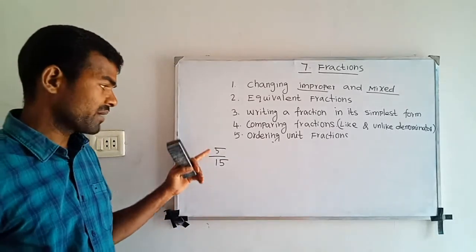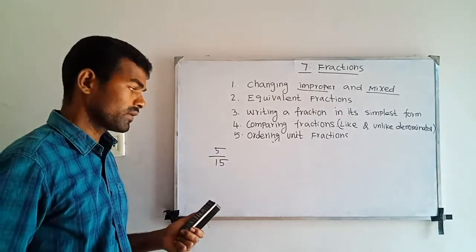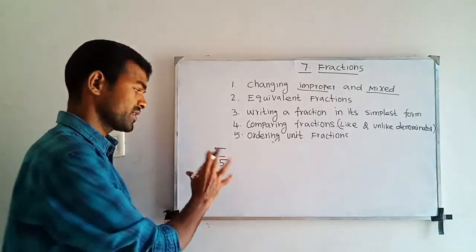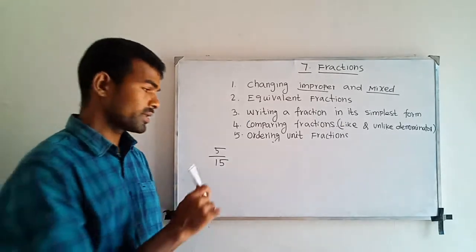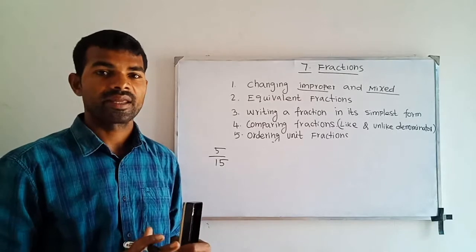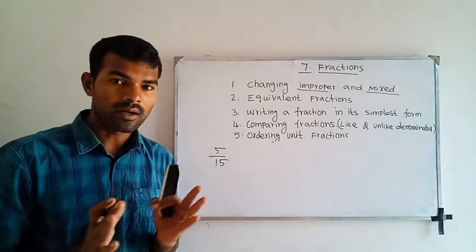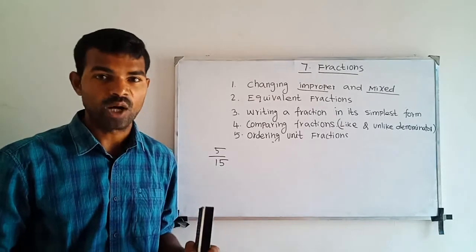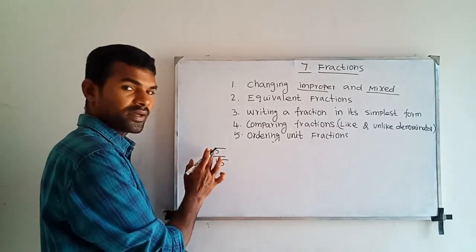See the number 5 by 15. Yes, 5 by 15. So what is the simplest form of this number? Simplest form means there is no common factor except 1. We already studied in lesson 6 how to find factors. So now you can see factors.